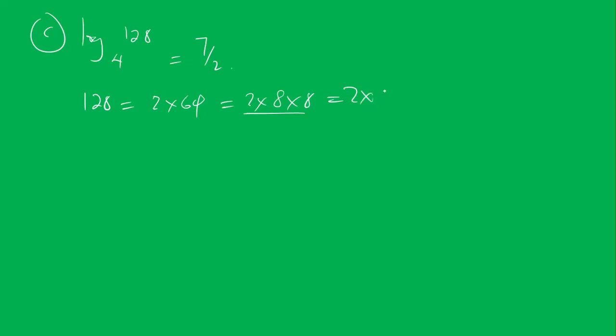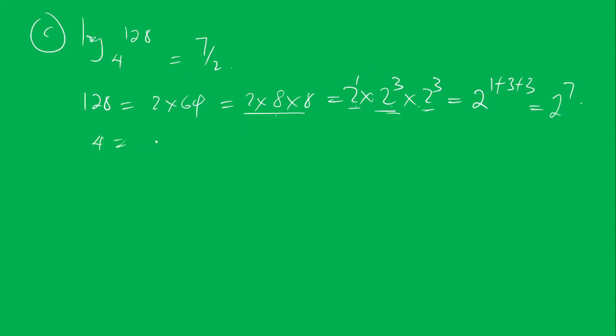Now, this will give you 2 times 2 to the power 3 times 2 to the power 3. See, this 8 is 2 to the power 3, and this other 8 is also 2 to the power 3. So you have 1 here. If for the law of indices you're multiplying, you have 2 to the power 1 plus 3 plus 3. Since the bases are the same, you add the powers. So that is what we did here, which is 2 to the power 7.